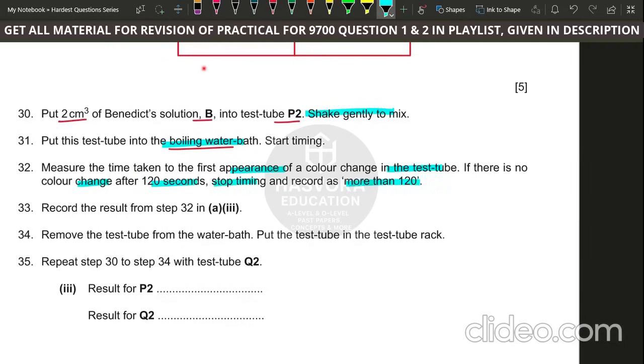Record the results from step 32 in A part 3. Remove the test tube from the water bath, put the test tubes in the test tube rack. Repeat step 30 to 34 with the test tube Q. So let's see what the 34 is. So it is actually, you have to test with the Benedict's solution with the Q2 as well. Now remember what was Q2?